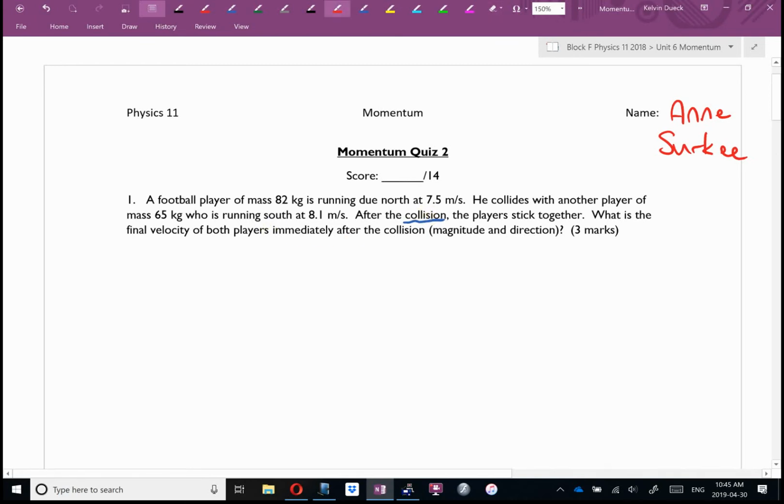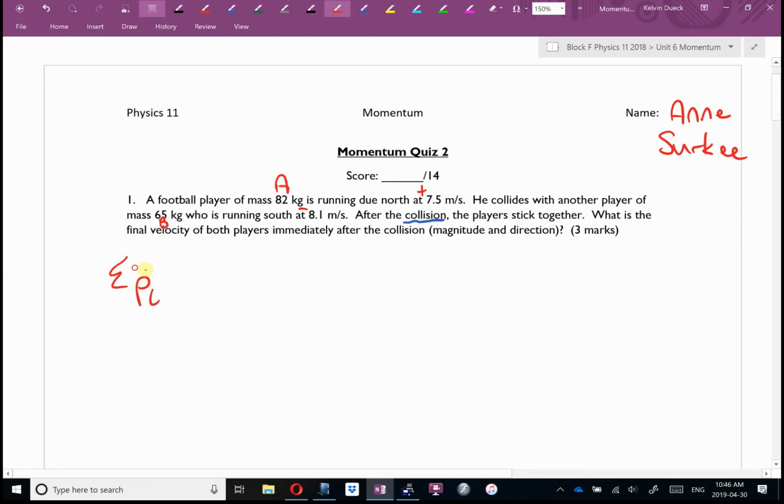I see the word north, so I see north and I see south. I'm going to let north be positive and south be negative. You could let the opposite be true. We'll all get the same answer. I'm going to call this mass A. I'm going to call this mass B. North, south, collision. This is a job for conservation of momentum.